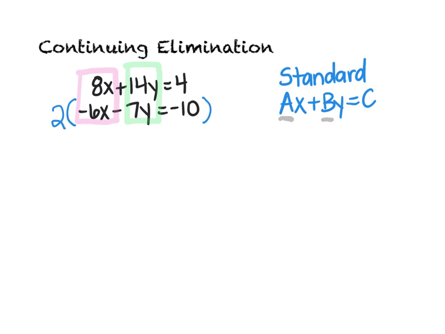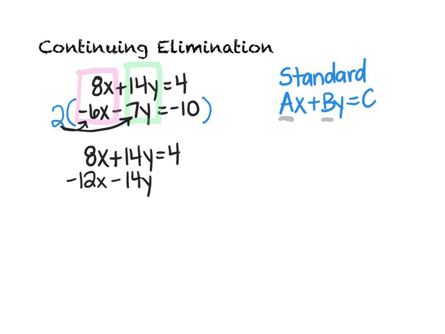So once we do that, the top equation is not going to change. That's going to stay the same. But we're going to distribute here. So we're going to multiply. We have the 2 times the negative 6. That's going to give me negative 12x. Then we have 2 times the negative 7, so that's going to be minus 14y. And then the 2 times the negative 10, so that's going to be minus 20.